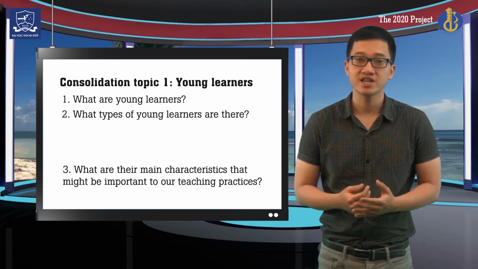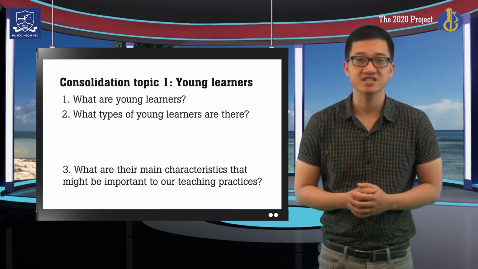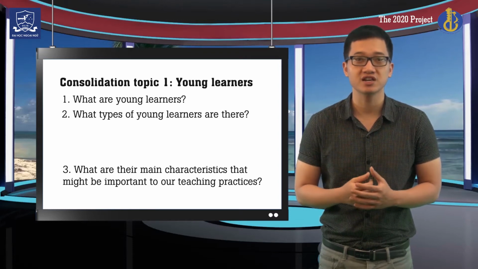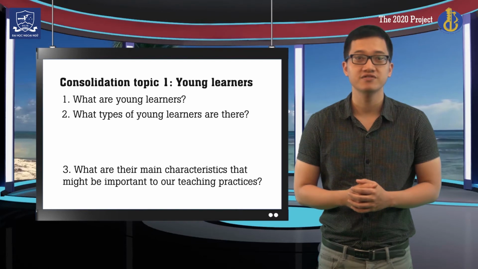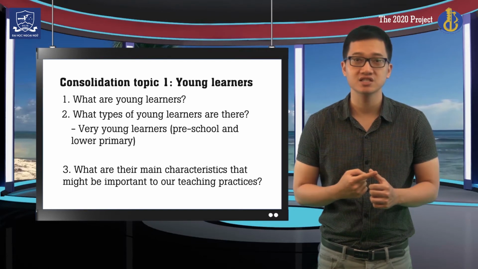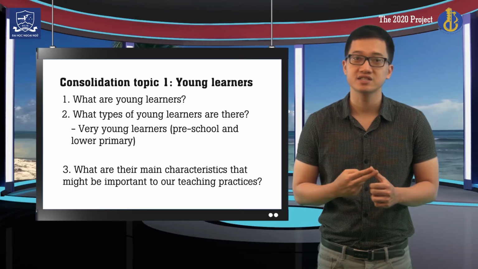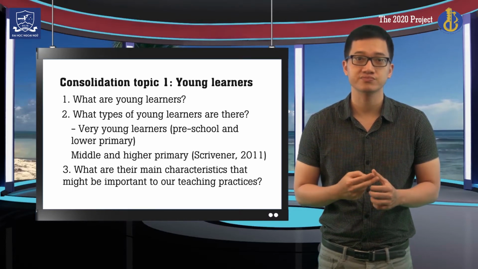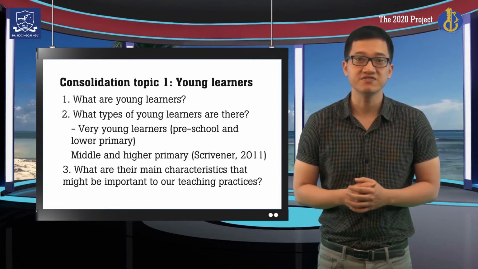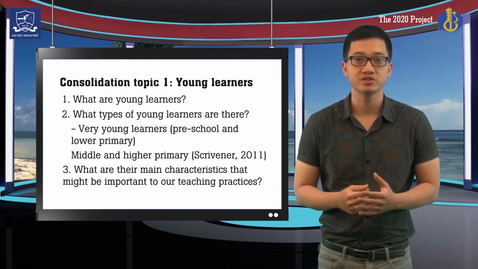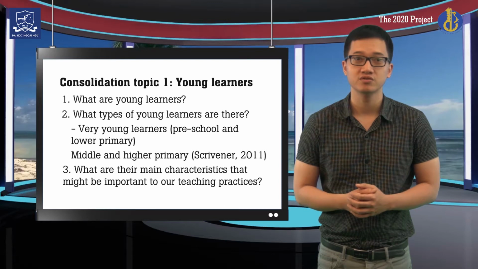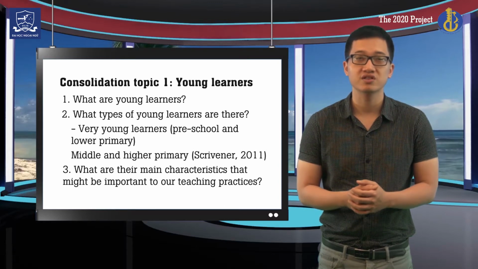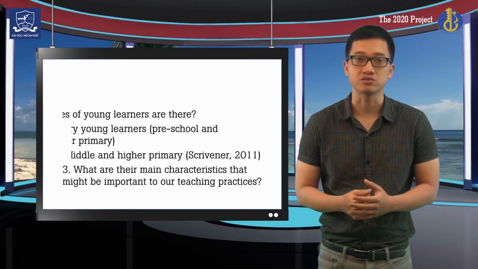Scrivener, in 2011, suggests at least 2 main groups of young learners, namely, first, very young learners at preschool and lower primary, and second, middle and higher primary learners. We will discuss different activities for each group in another video. For now, let's focus on their characteristics in general.